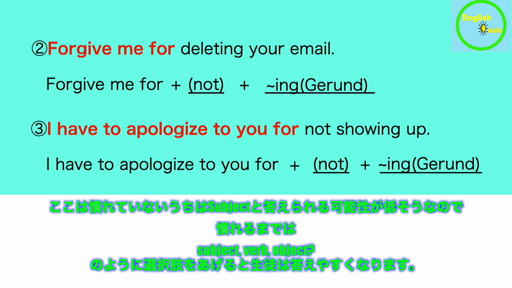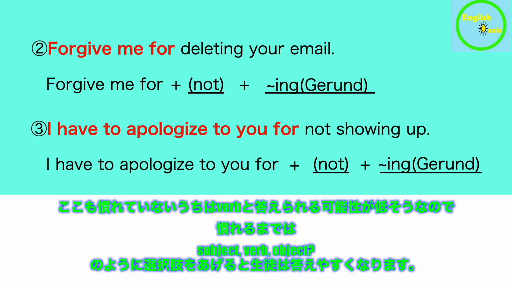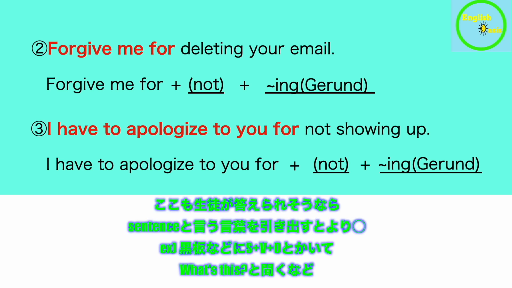Yes, it's a subject. Next, borrowed. What's the function of this borrowed in this sentence? Is it a subject, a verb, or an object? Of course, it's a verb. So we need subject and verb, which means sentence. So after I'm really sorry, don't use gerund. We need a sentence.